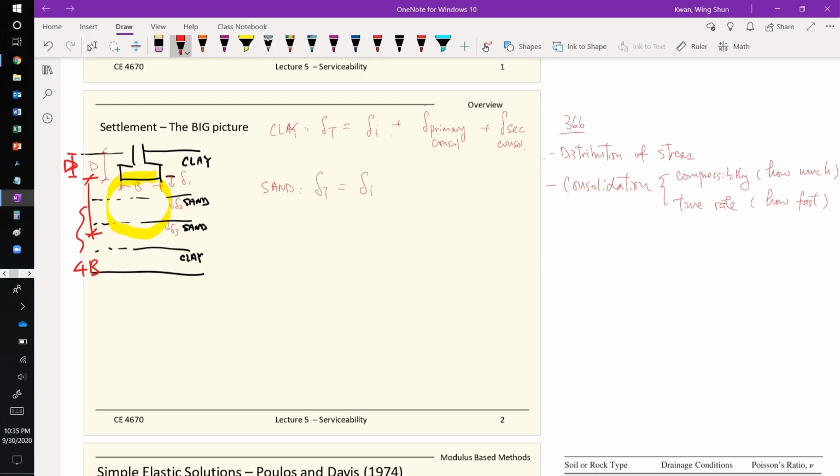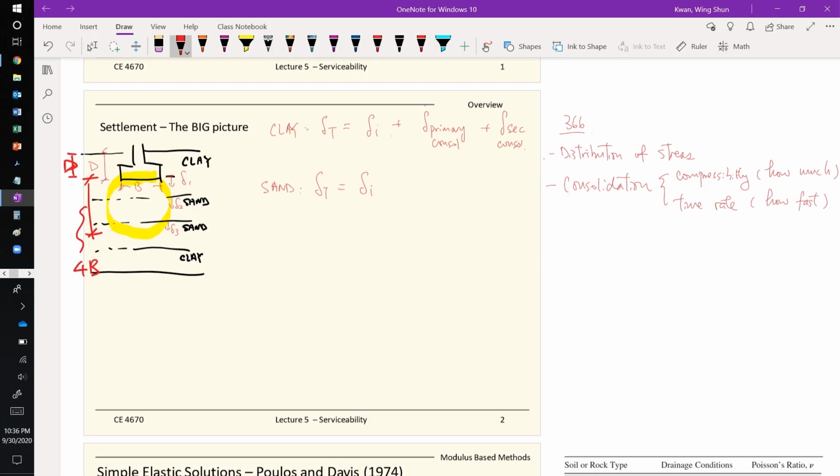Overall, in general, sand has much less total settlement compared with clay. But the immediate settlement is something we need to take care of for our foundation design, especially for sand. If you have a very important structure, for example a nuclear plant, that is so important that you need to make sure it will last for 1,000 years, then you also need to take care of the secondary consolidation, even though you are on an entirely sand site, because every little bit counts. It also depends on the importance of the structure.